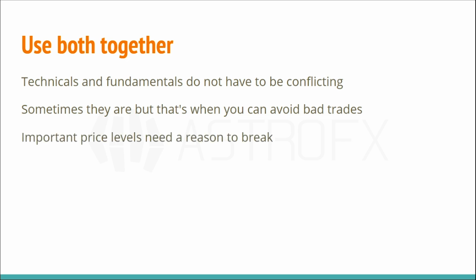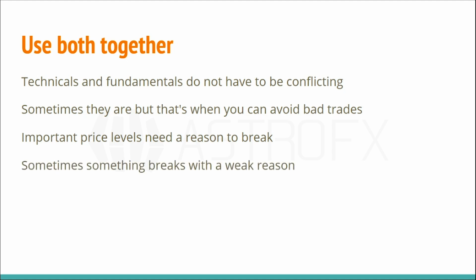Important price levels need a reason to break. A good example for this is cable. So that's GBP USD on the downside, 120 is a floor level, and if it is going to break below that, there needs to be a good reason. Maybe we do not get a good deal on Brexit, maybe we crash out without a deal, something like that, and that can take us below 120. But that's an important price level, and something needs to happen for it to break, not just because it's there technically.